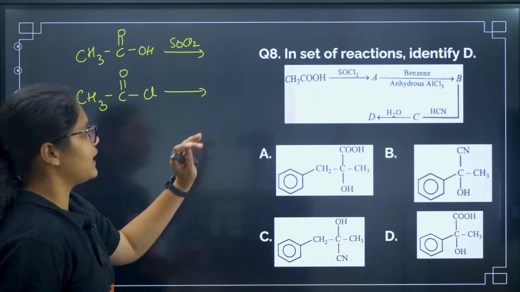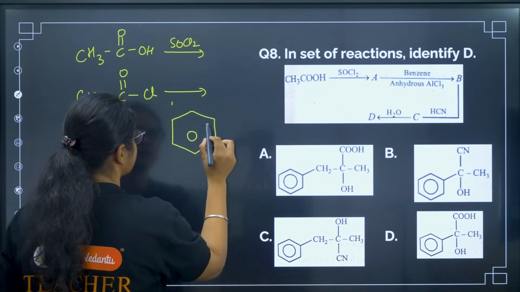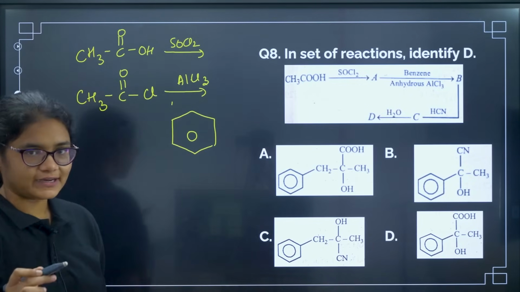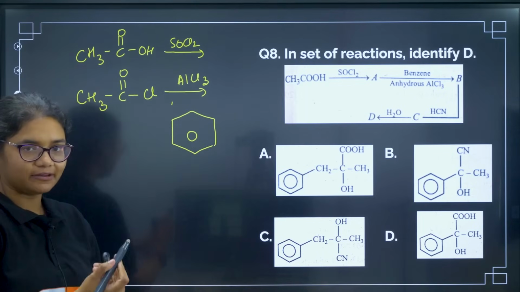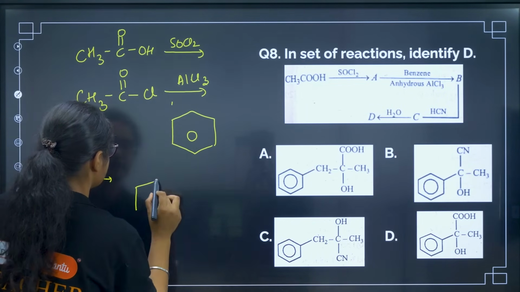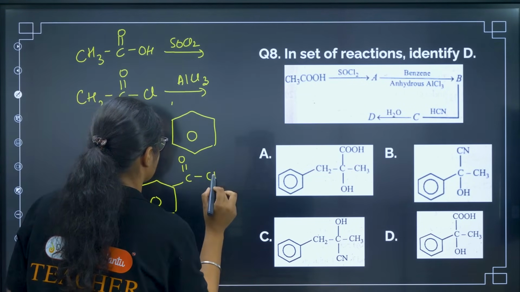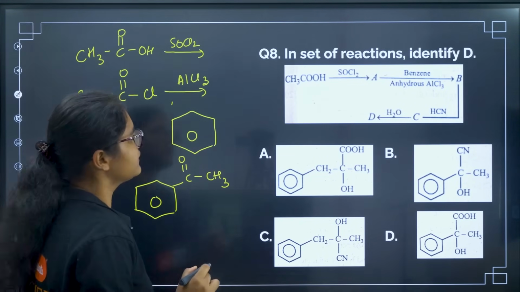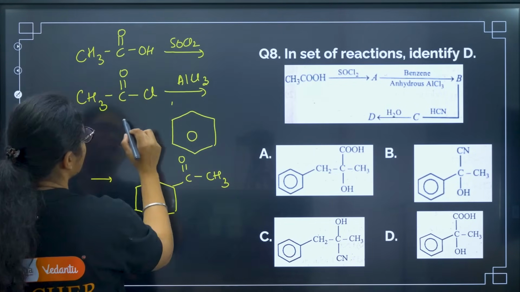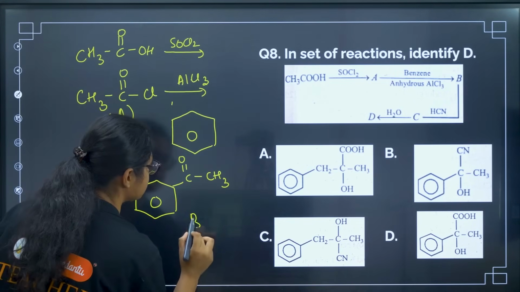Then it is reacted with benzene in presence of AlCl3. So we will get this one. So this is Friedel-Crafts acylation. We have studied this reaction from the very first chapter. So the product here will be benzene with COCH3. Okay. Now after this, so this is our A. This compound we got here is A, and then after reacting with benzene we got this is B.